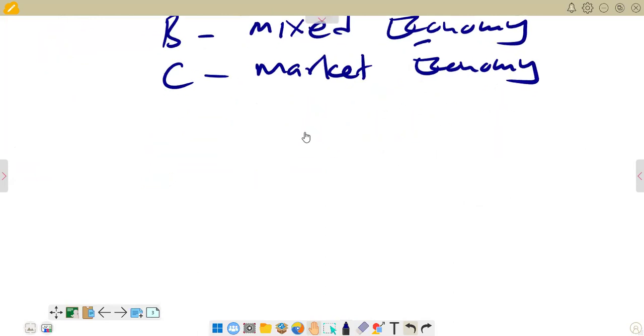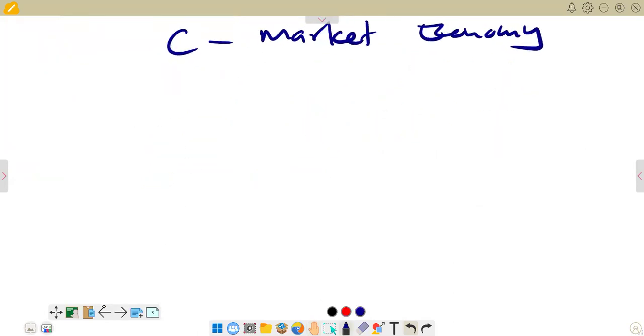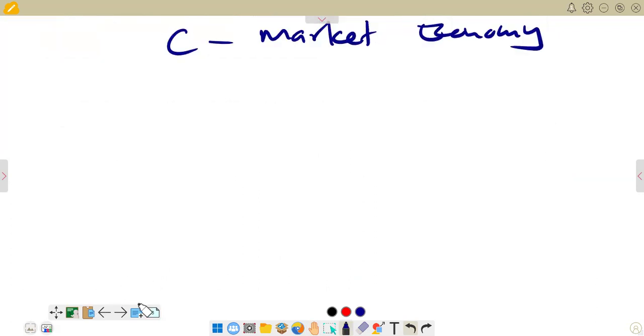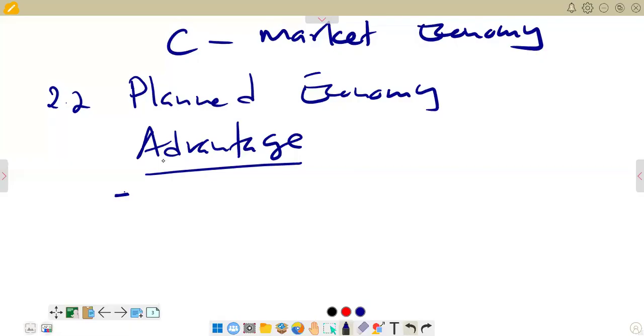Let's refer back to 2.2. We are saying under planned economy, in terms of advantages, we can raise one or two advantages. The question just requires one. So one of the advantages of a planned economy is that there is economic equality.